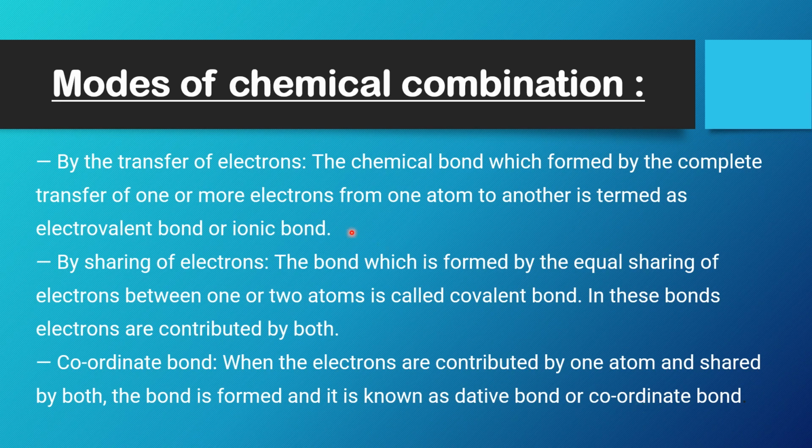These were the three modes of chemical combination. By the transfer of electrons, it forms an ionic or electrovalent bond. By sharing of electrons, it forms a covalent bond. By a coordinate bond, it means they are mutually helpful to each other. So these are the three modes of chemical combination.